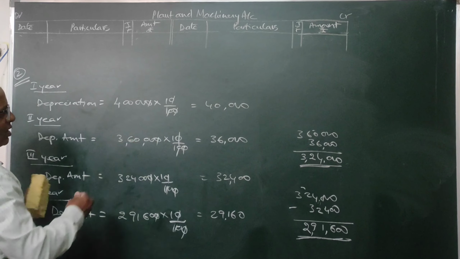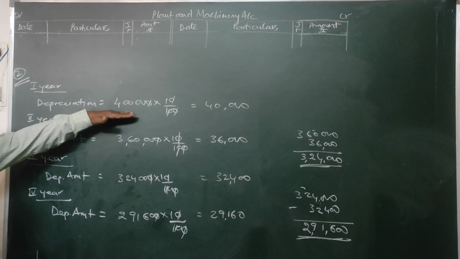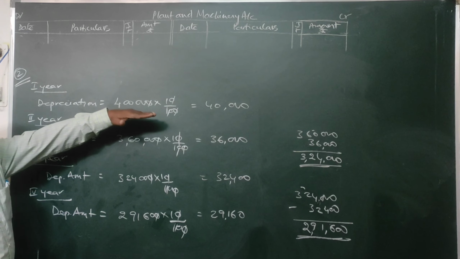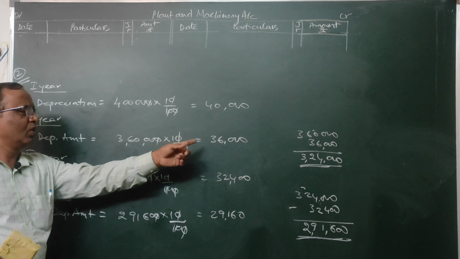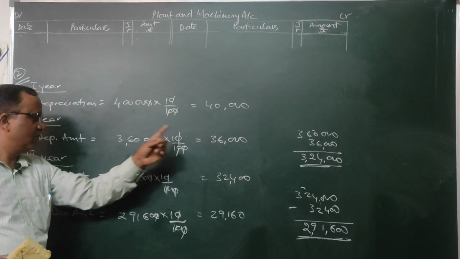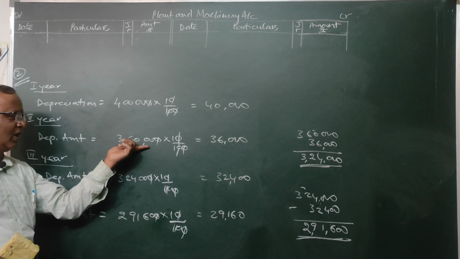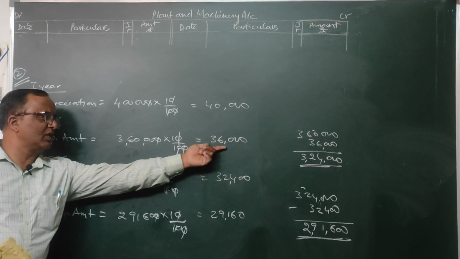So like this, year after year, we are going to subtract the depreciation for that year from the value of the asset in the beginning of the year. That is the WDV. Just like in the first year, 4 lakhs was purchased. First year we have provided depreciation of 40,000. So in the beginning of the second year, the value of the asset is how much? 4 lakhs minus 40,000 is 3,60,000. So in this year we are going to calculate depreciation on 3,60,000. It will be how much? 36,000.